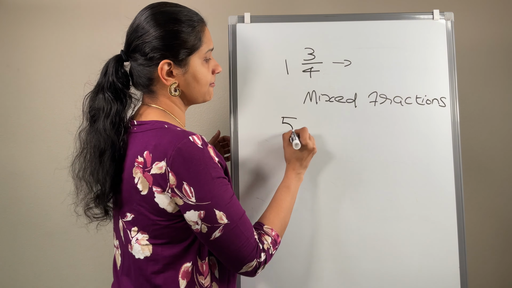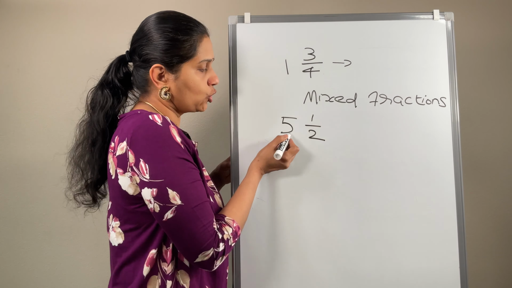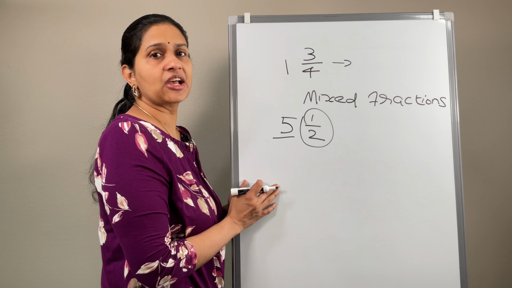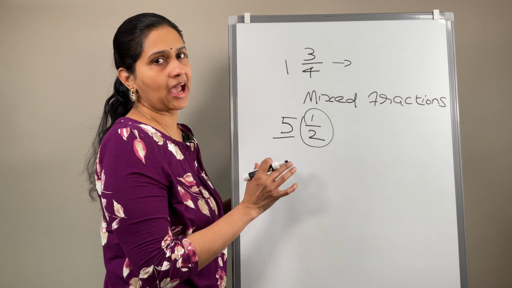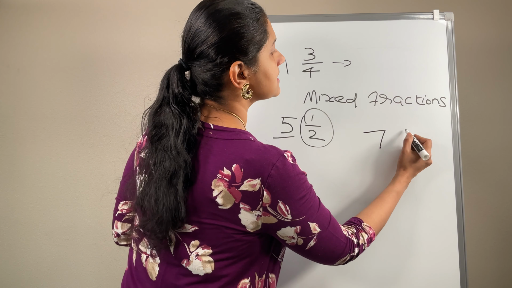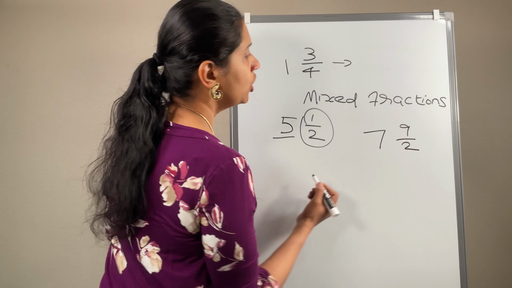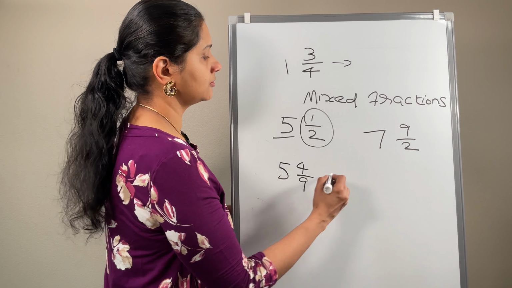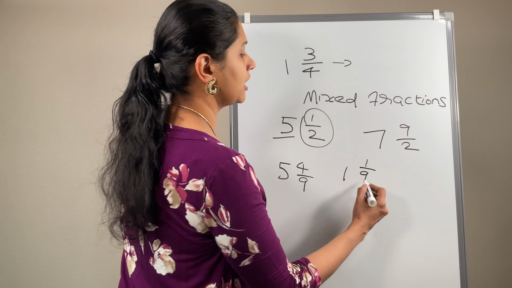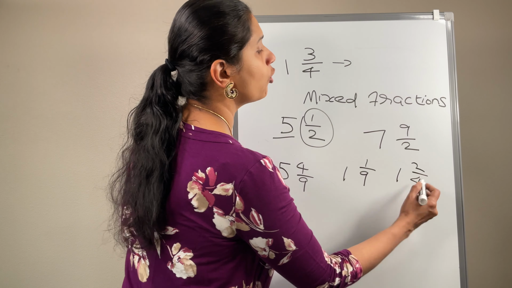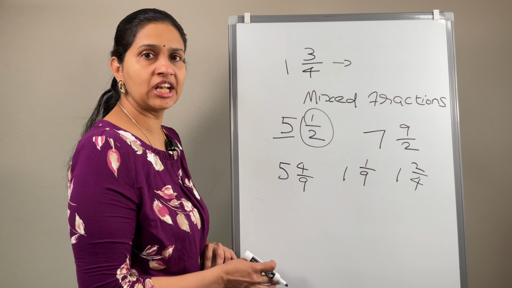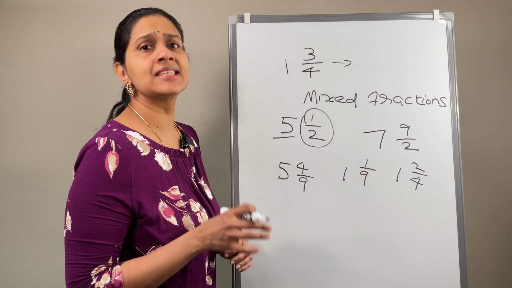For example, say 5 1 by 2. You have a whole number and a fraction, so these types of fractions are called mixed fractions. Another example, 7 9 by 2. It can be anything: 5 4 by 9, 1 1 by 9 or 1 2 by 4. These types of fractions, which consist of a whole number and a fraction, are referred to as mixed fractions.